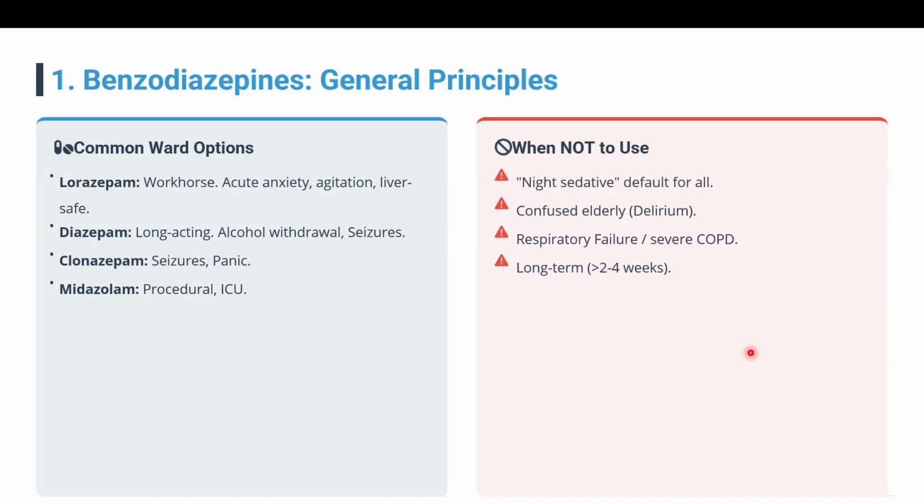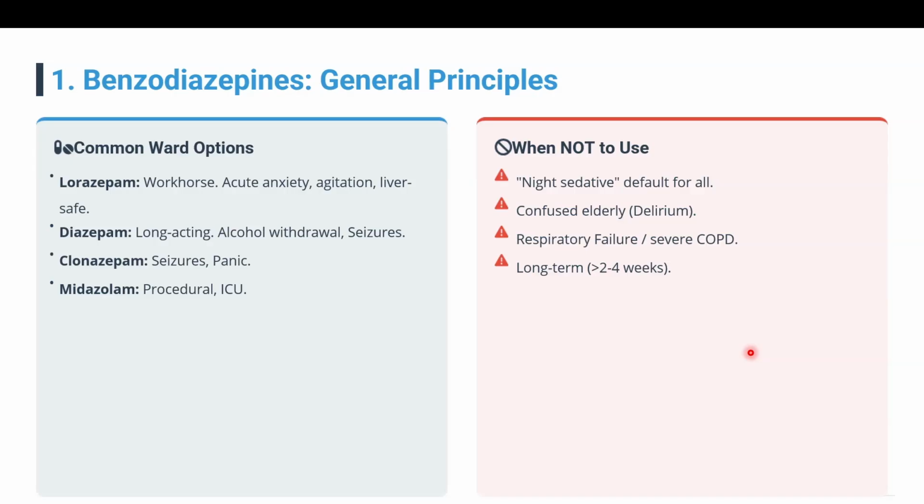Now we'll jump into benzodiazepines. We will discuss the general principles and the content relevant for inpatient setting use. The common inpatient options that you will touch are lorazepam, diazepam, clonazepam, and midazolam. Lorazepam can be given by all three routes: oral, IV, and sublingual. It is the best workhorse for acute anxiety, agitation, alcohol withdrawal, and status epilepticus. One advantage of lorazepam is that it is liver safe.